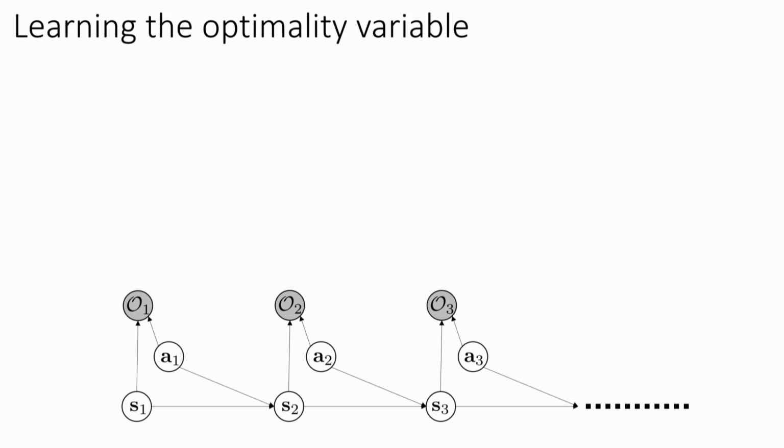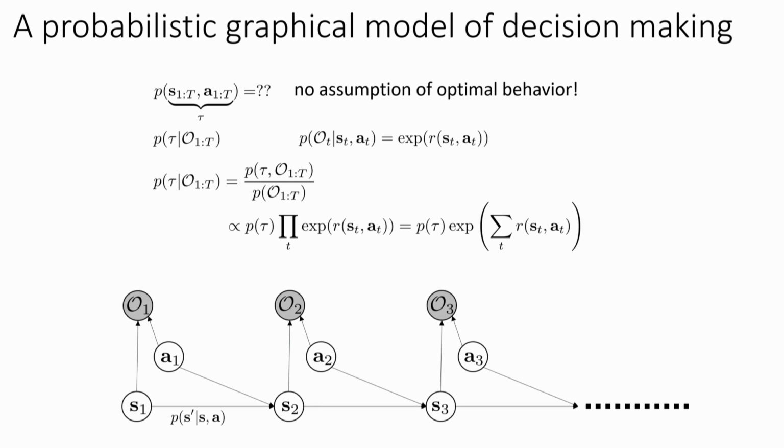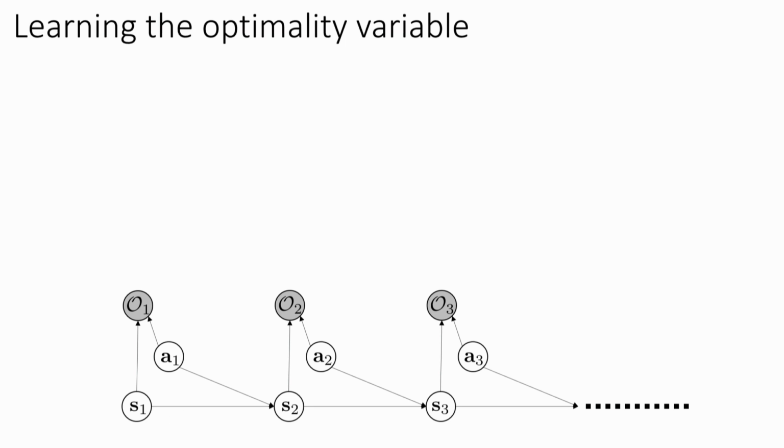Okay, but today what we're concerned with is not finding p(tau | O_{1:T}). We already learned how to do that last week. Today what we're concerned with is finding the reward r. So we want to learn the optimality variable. What we saw last week essentially amounts to inference in this graphical model. What we'll see today amounts to learning in this graphical model. Learning what? Well, learning r.